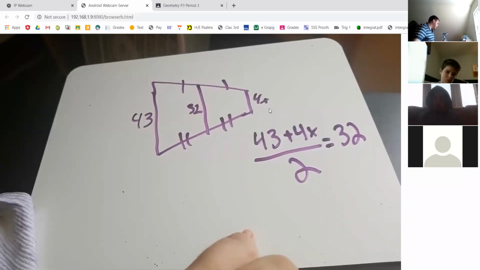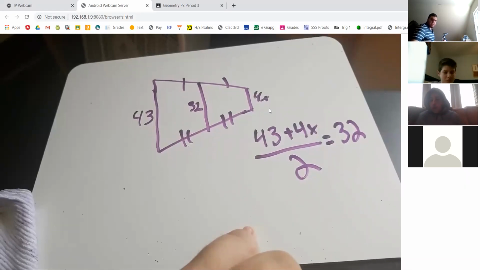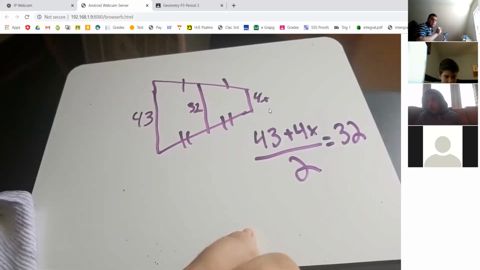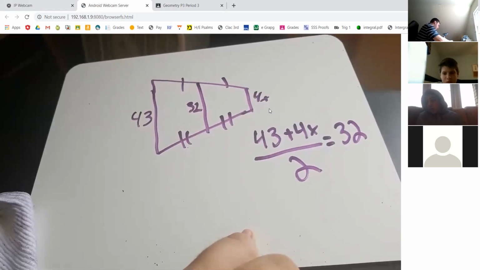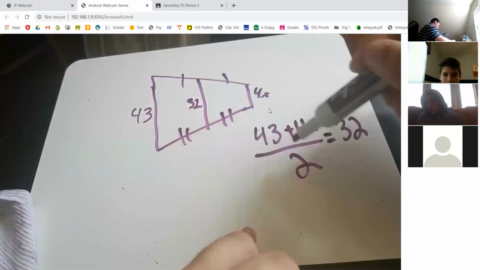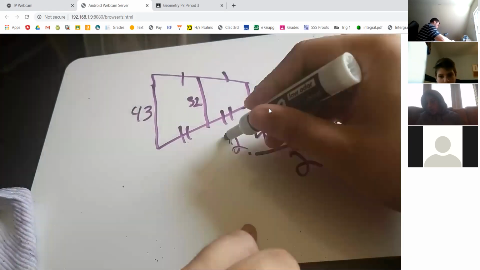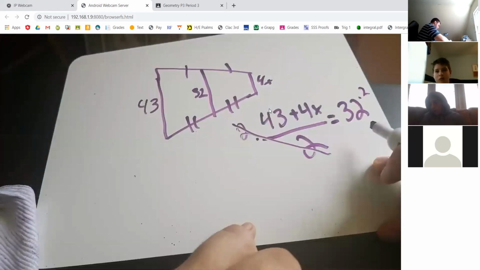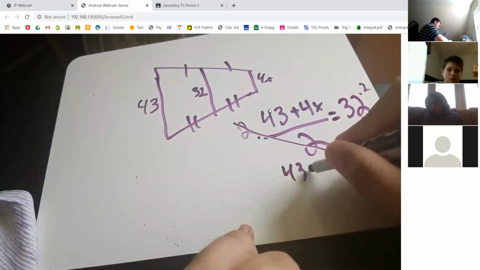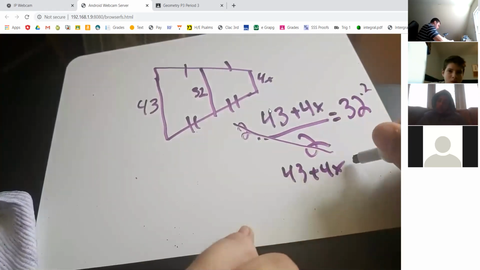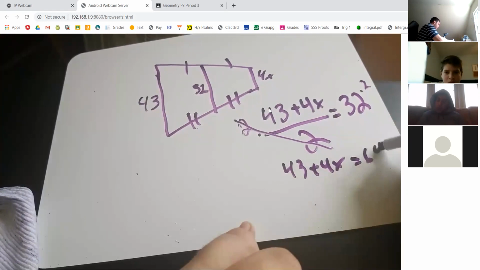So this is number 13 on 8.5? Yeah. Okay. So then we set it up. So these two pieces divided by 2 equals that. I'm going to times 2 first to get rid of this. Times 2. So I got 43 plus 4x equals 64.